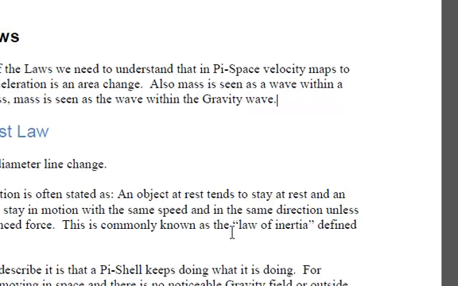So the first law is: an object at rest tends to stay at rest, and an object in motion tends to stay in motion with the same speed and in the same direction, unless acted upon by an unbalanced force. It's also called the Law of Inertia, and it was defined by Galileo. So much of Newton's work was essentially built on top of the work of Galileo, who came before him.